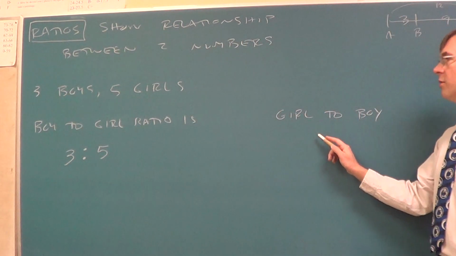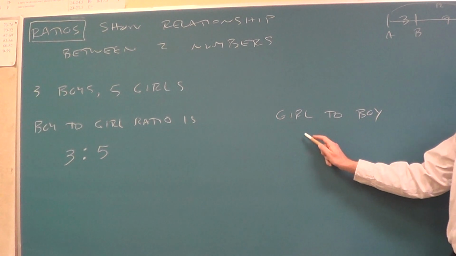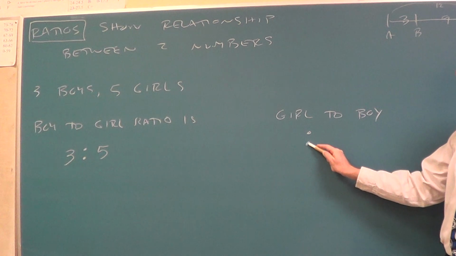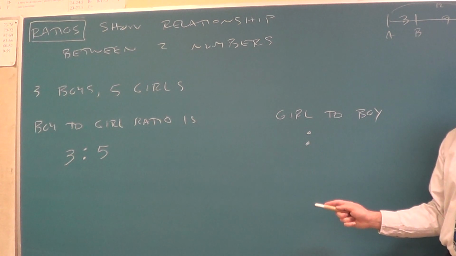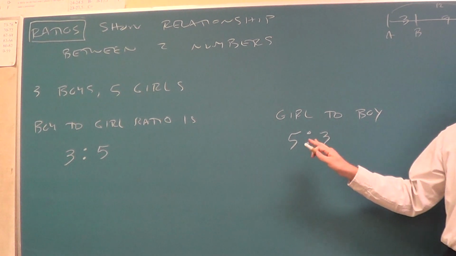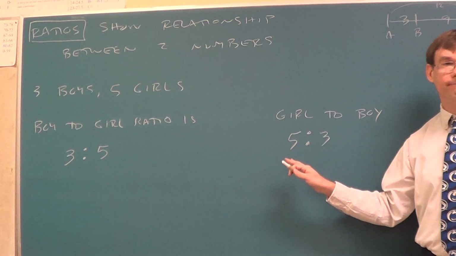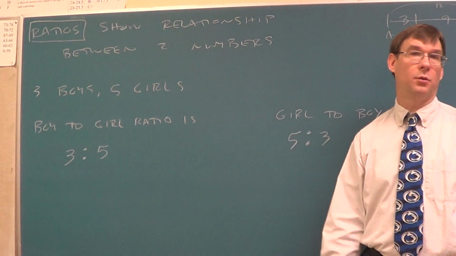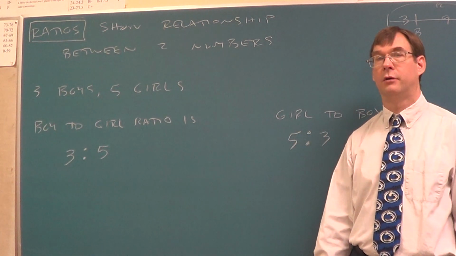But if I stepped over here and I said the girl to boy ratio, what would we instead write? Let's still use the colon. 5:3. We'd write 5:3. Question about choice 1? What's another way we could write that? Other than the colon, there's 3 other ways that we could correctly write a ratio.